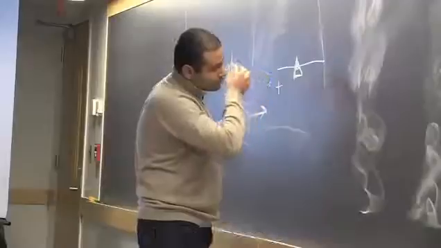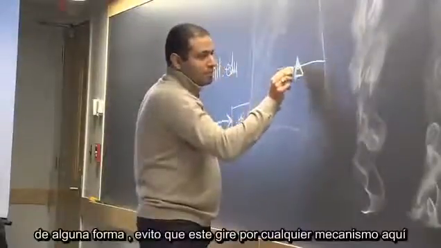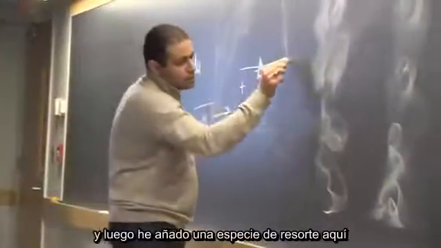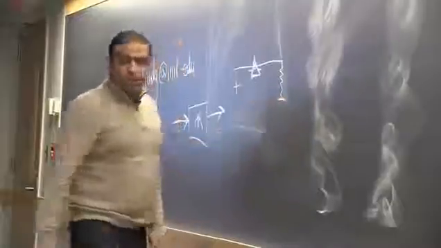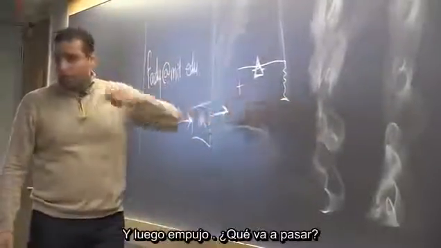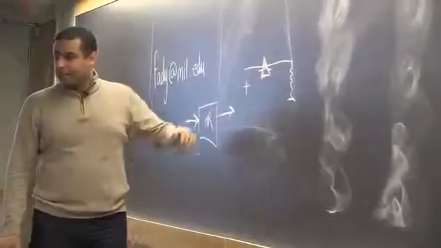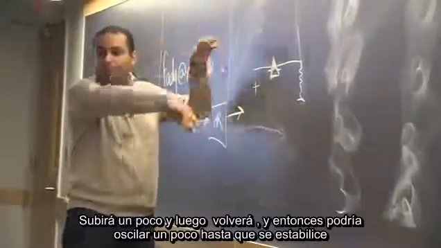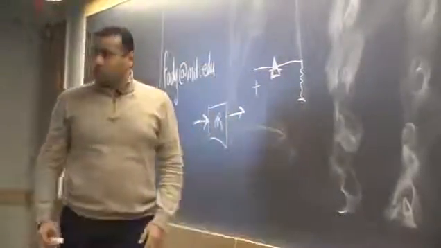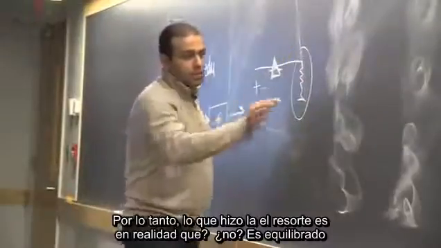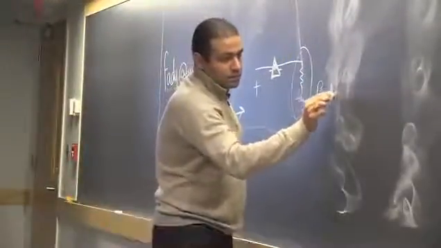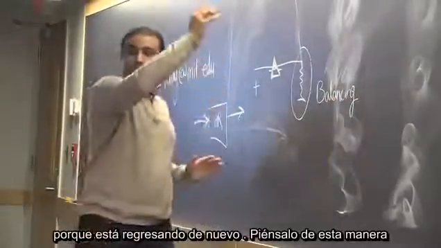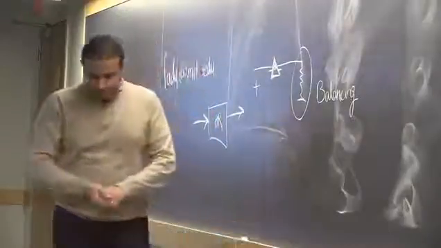But let's assume that somehow I prevent this from rotating by any mechanism here, and then I add some sort of a spring here, right? And then I push. What will happen? It will go a little bit up, and then it will go back, and it might oscillate a little bit until it's stabilized. So what the spring did is actually what? Balancing, right? It's balancing because it's returning it back. Think about it this way.